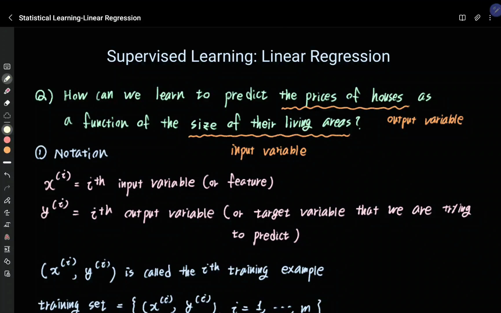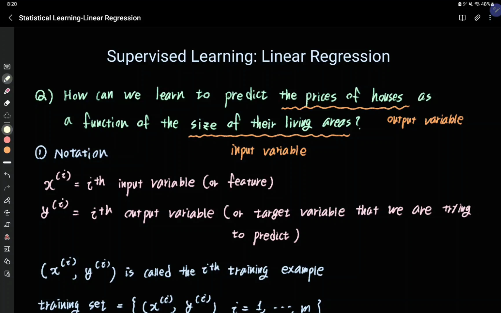Alright, in this video, I'm going to go over linear regression. That's the most basic concept used in machine learning. So let's take a look at the question: how can you learn to predict the prices of houses as a function of the size of their living areas?